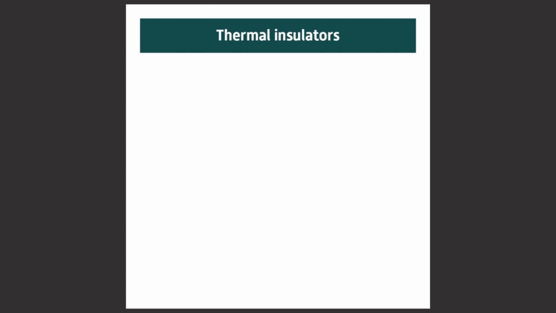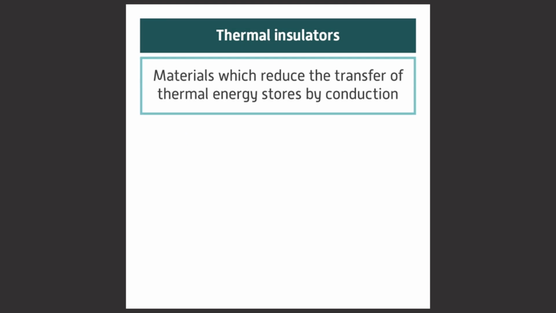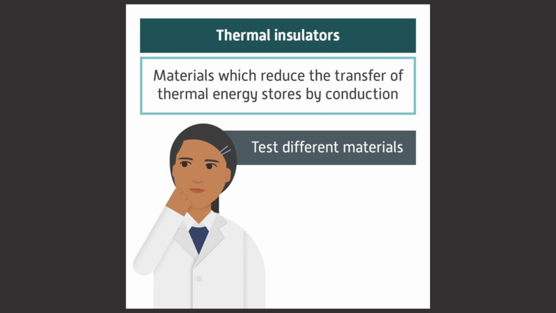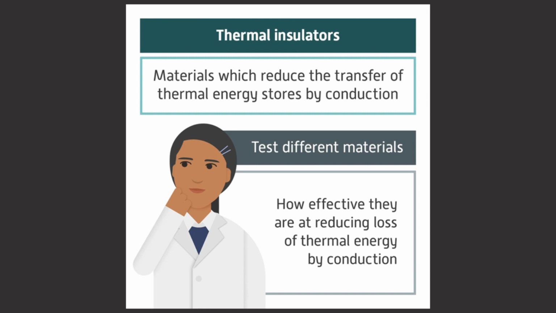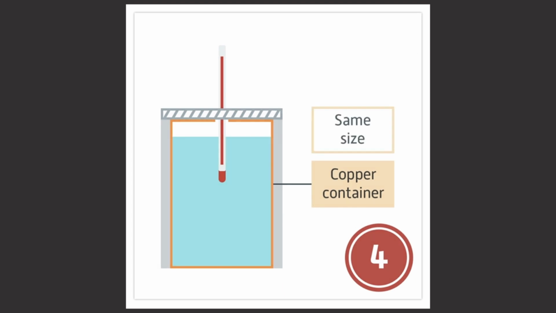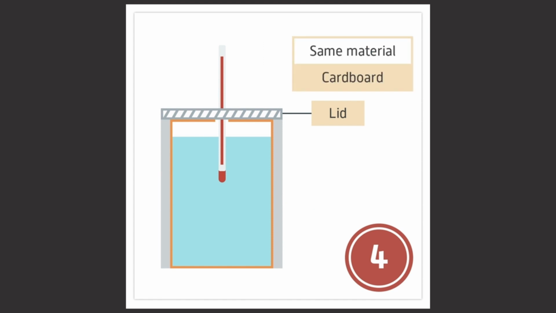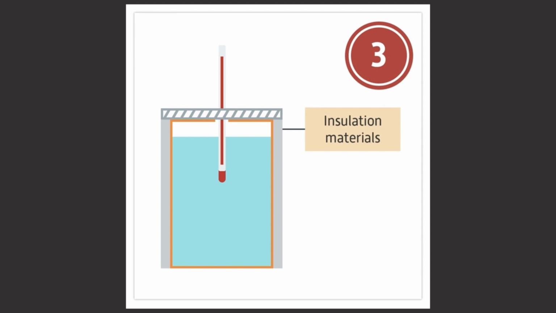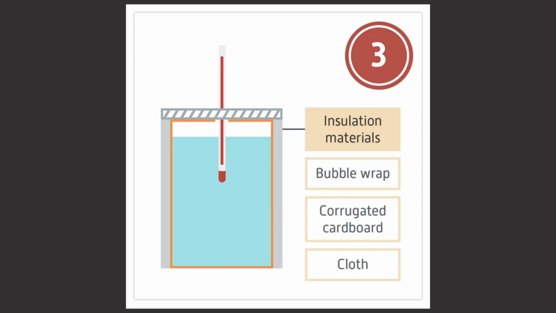Thermal insulators are materials which reduce the transfer of thermal energy stores by conduction. In this investigation, you're going to test different materials to establish how effective they are at reducing loss of thermal energy by conduction. You'll need 4 copper containers of exactly the same size, 4 thermometers, and 4 lids made of the same material, cardboard, with the same thickness. You'll also need 3 insulation materials. Some materials that you could use are bubble wrap, corrugated cardboard, and cloth.